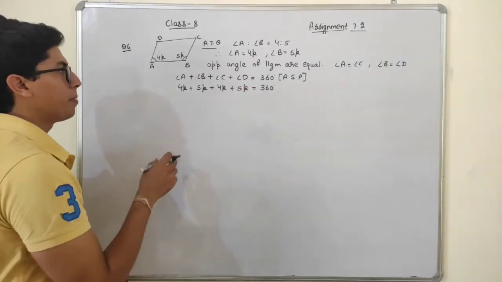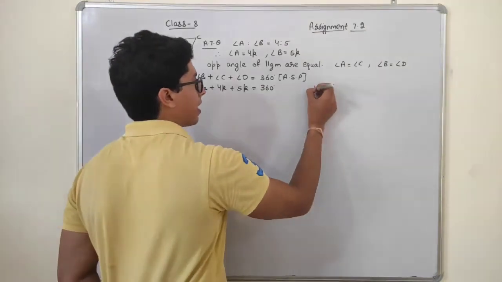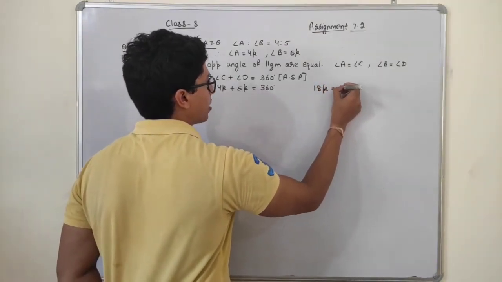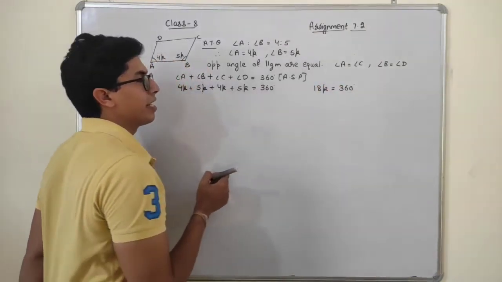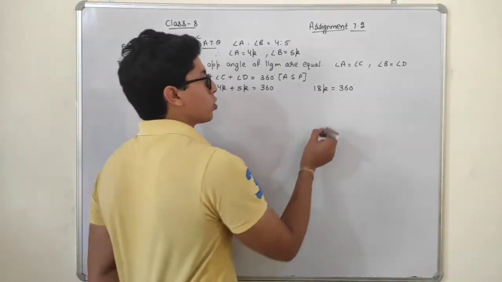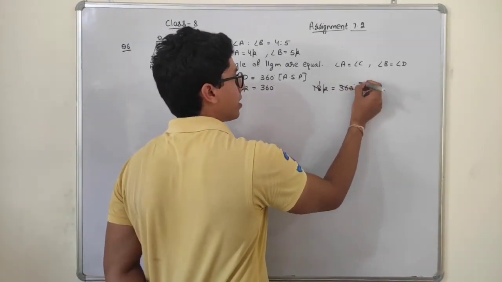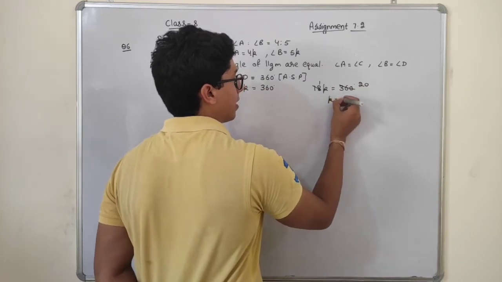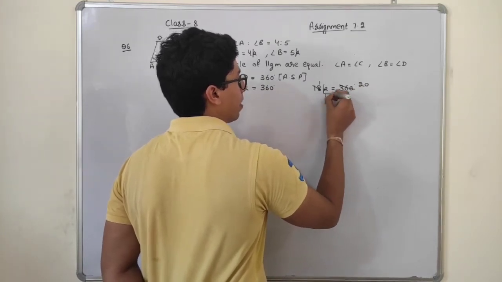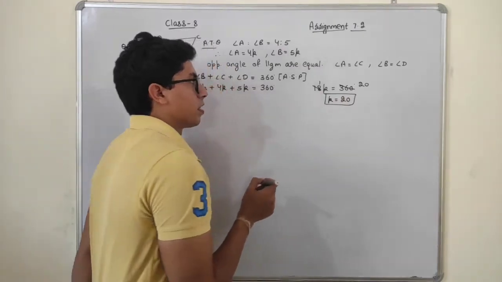Okay, so students, it will be C 9, it will be 18k, so 18k is equal to 360 degrees. 18 ones are 18, 18 twos are 36. So k will be 20 degrees. K will be 20. Okay.